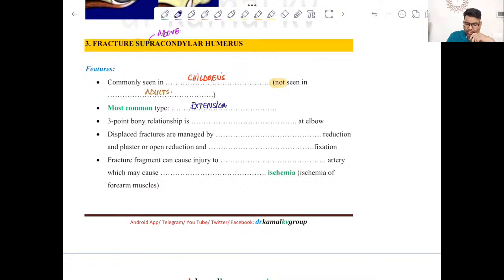And if I ask you what is extension, yes, we will come to that. Just hold on for some time. So extension variety, here the distal fragment goes posteriorly, right? So just remember this much clearly, and this is seen in nearly 80% of cases.